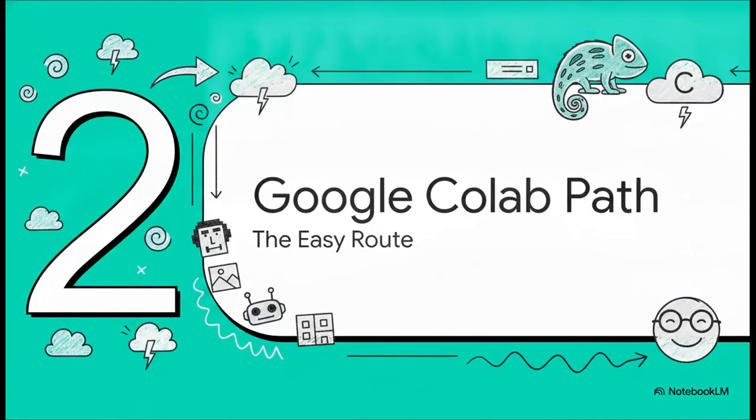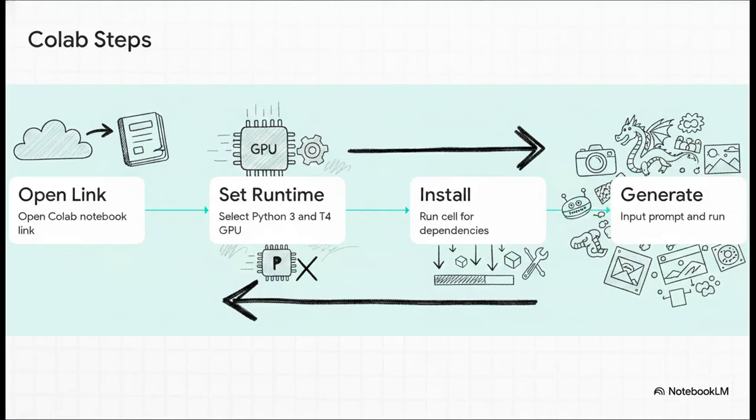Moving right along to section 2, the easy path, using Google Colab. Okay, so this cloud process is wonderfully streamlined into just 4 steps. First, you start by opening up a pre-configured Google Colab notebook provided by the creator. Then, and guys, this part is absolutely vital, you need to change the runtime settings. You have to make sure it's set to Python 3, and you must select the T4 GPU option. Seriously, if you leave it on CPU, it's going to take an absolute eternity.